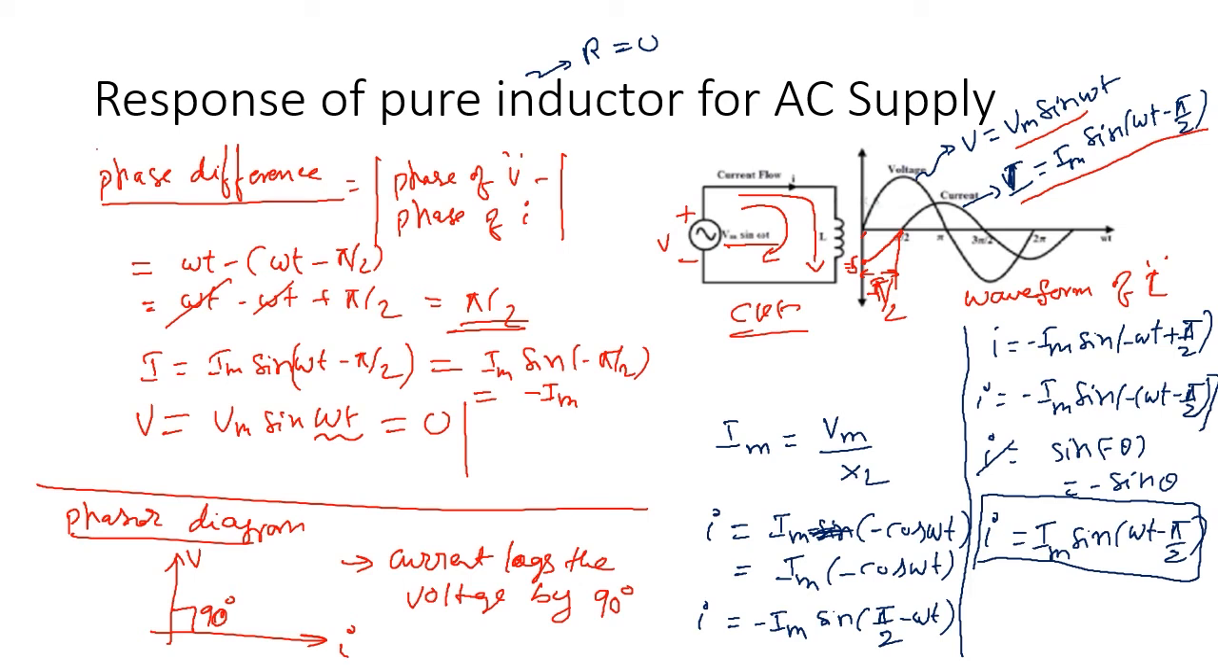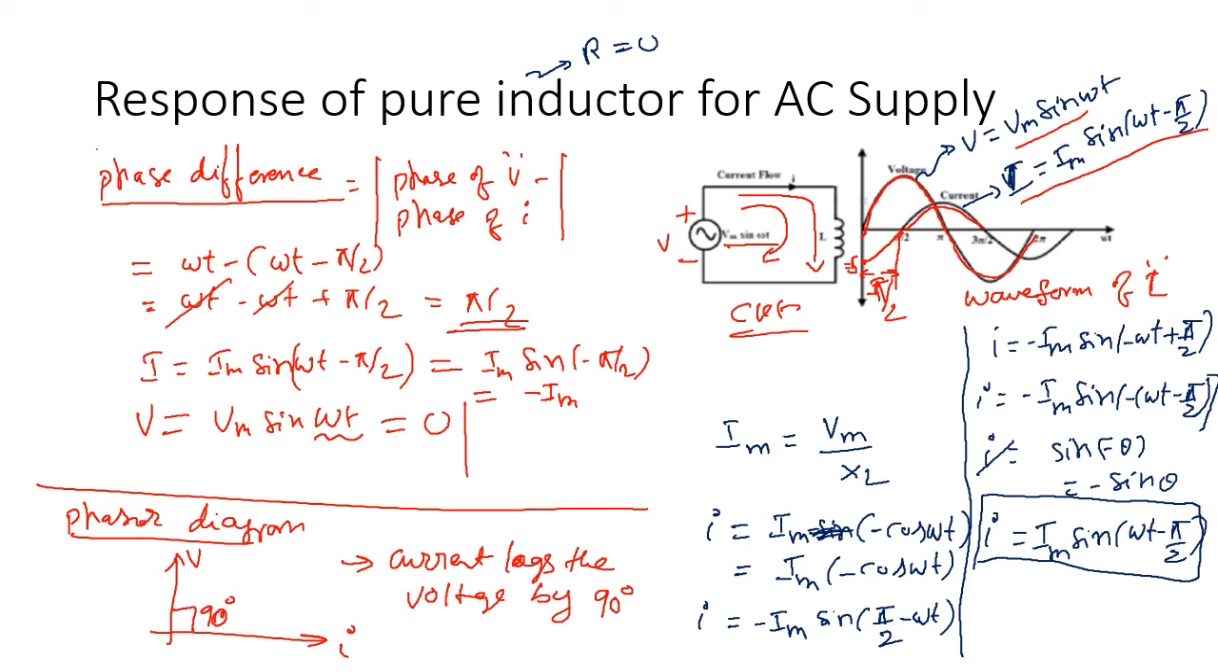So this is the phasor diagram. The phasor diagram says that the current lags the voltage by 90 degrees. This is the voltage waveform, and this is the current waveform. So in an inductor, they are not in the same phase like in a resistor. The current here lags the voltage by 90 degrees.